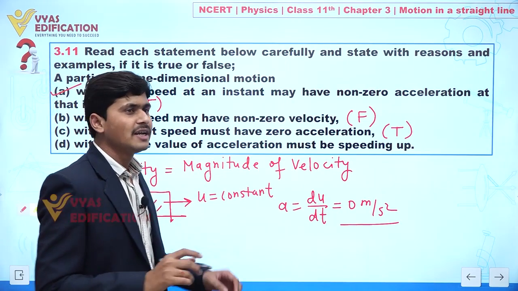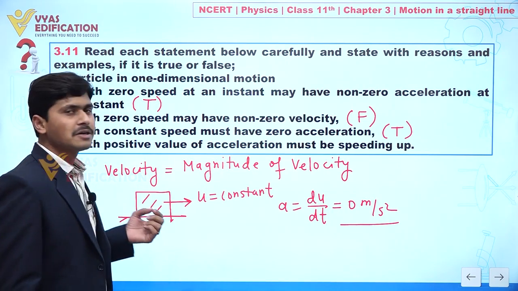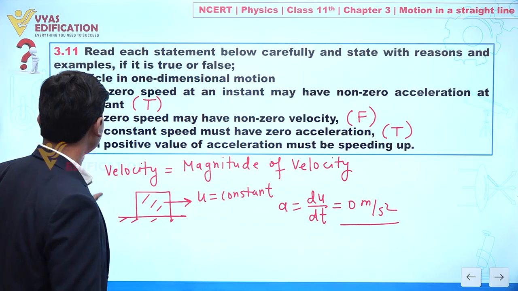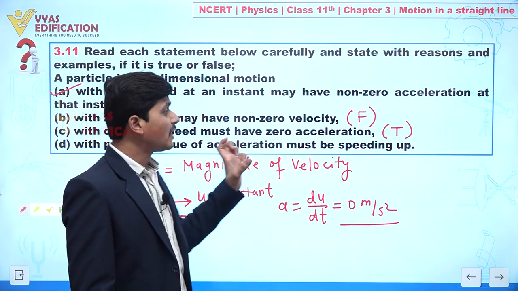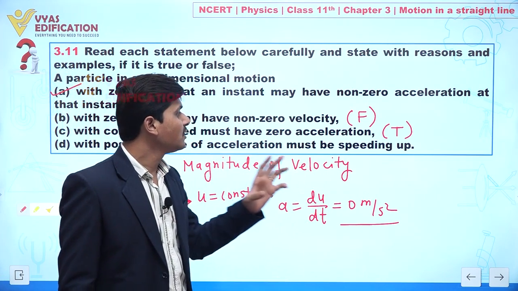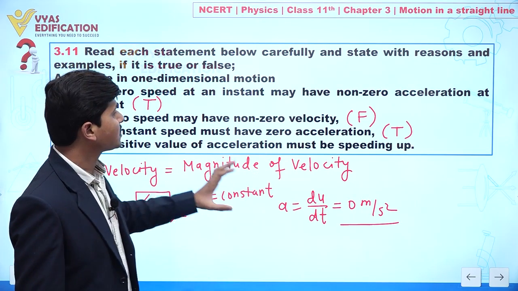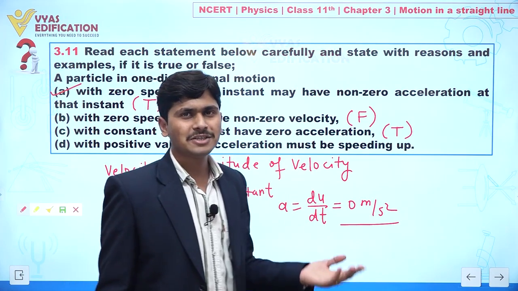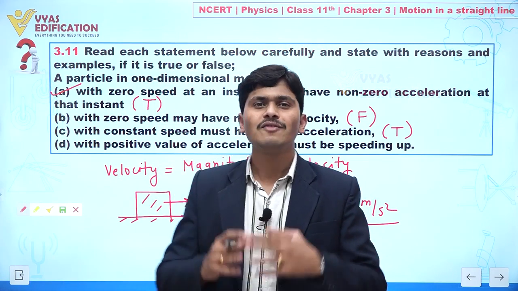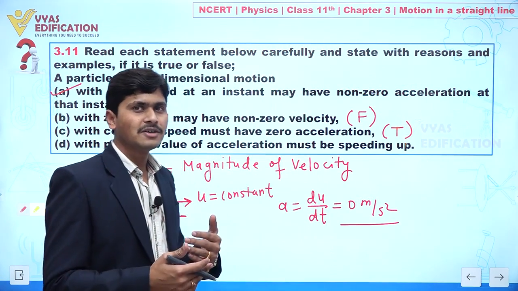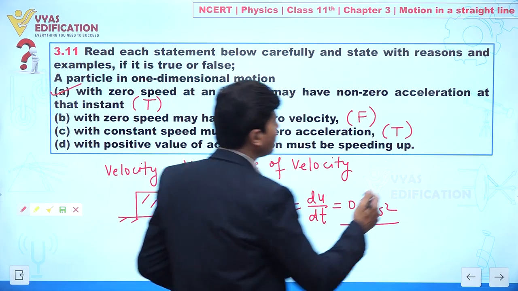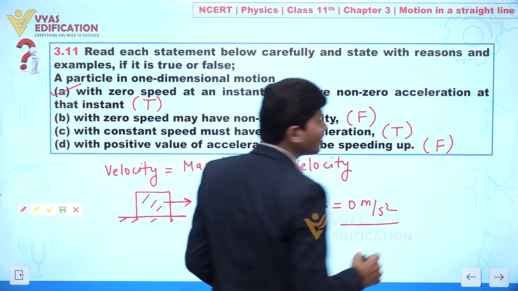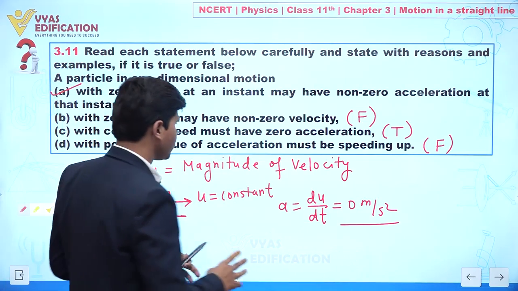Clear to everyone? Now we are going to discuss part number D. In this statement it is given that with positive value of acceleration, the particle must be speeding up. It means if we have positive acceleration, the particle always has increasing speed. Clear? So we can say this statement is false. Why? Let us try to understand this situation.